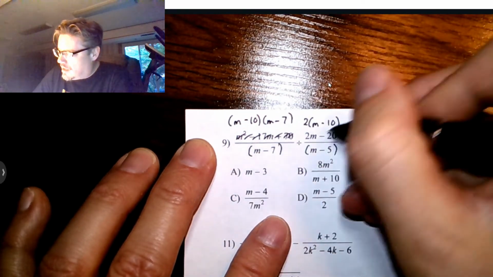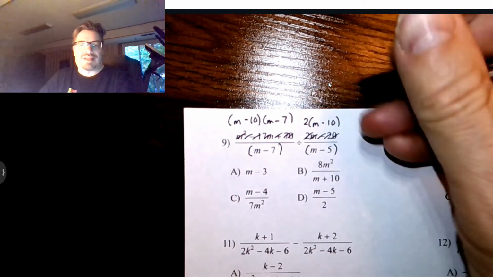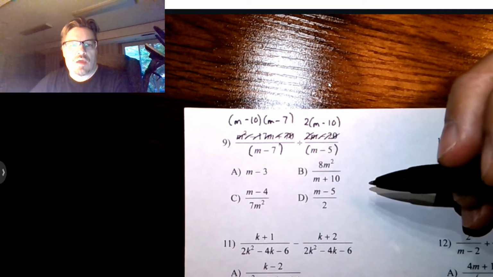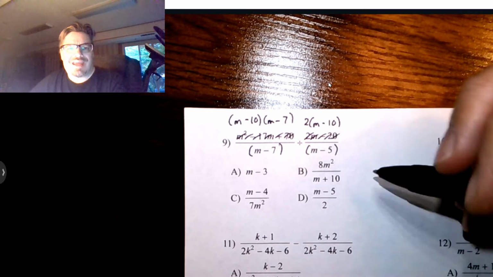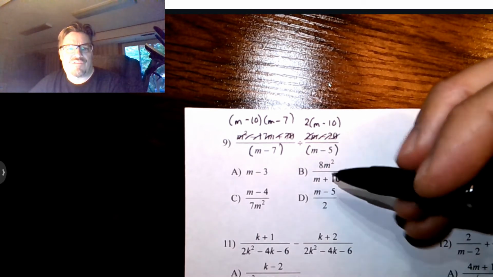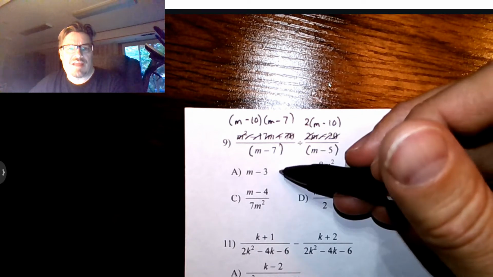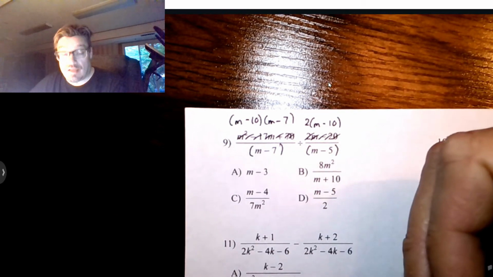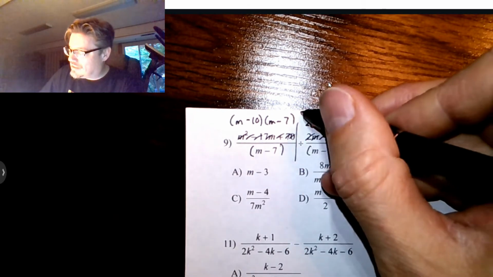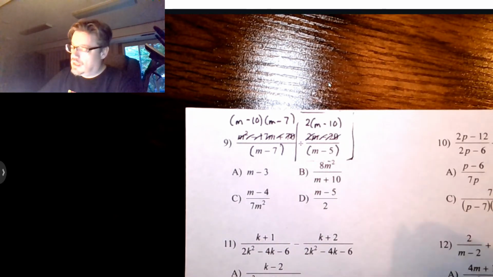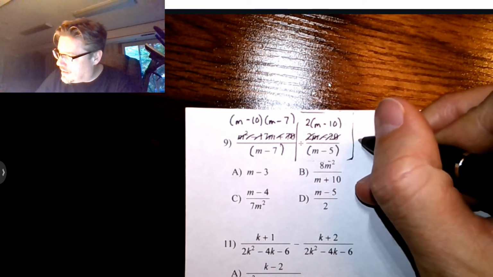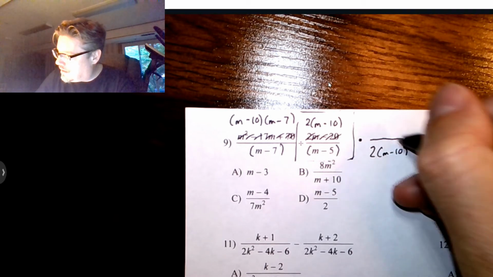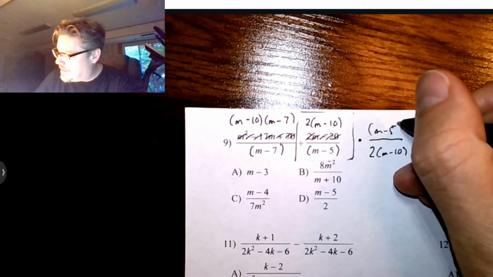I'm going to cross out the things I've already factored so that I don't accidentally do something else. All right, let's see. So in this case, I feel like those guys could cancel out, and they do. The thing is that I want to make sure that I divide. And so this second term here will be flipped. And so this will then become 2m minus 10 here, and then m minus 5 up there.